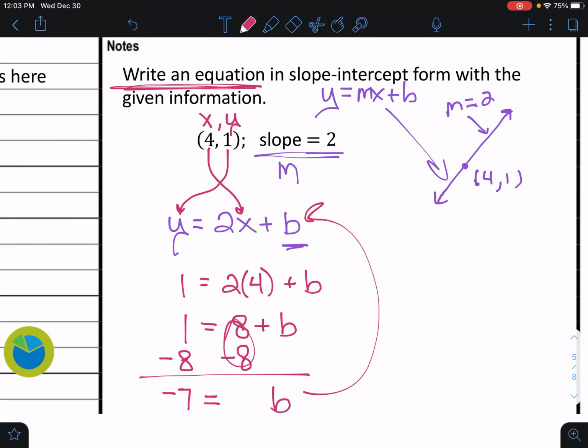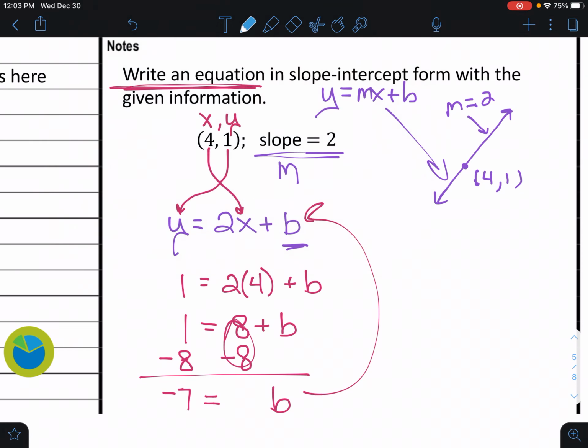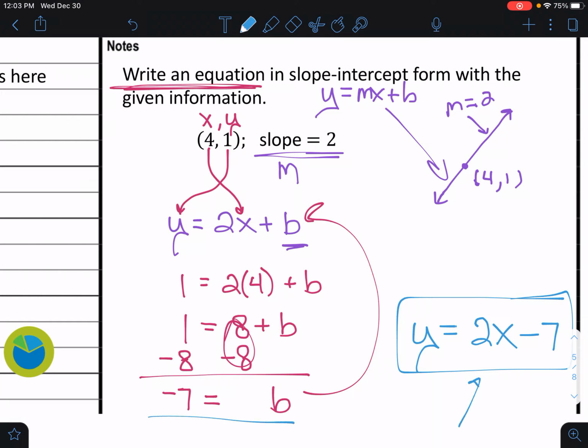Okay, so my equation is going to be, I'm going to switch to a different color here, y equals 2x, and then my y-intercept is -7, or my b value, so I'm going to write -7, and there we go. This is the answer that you should be writing. Okay, don't just stop here, you're not done. Okay, so there we go.